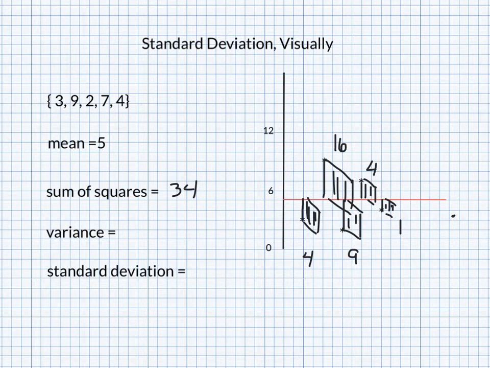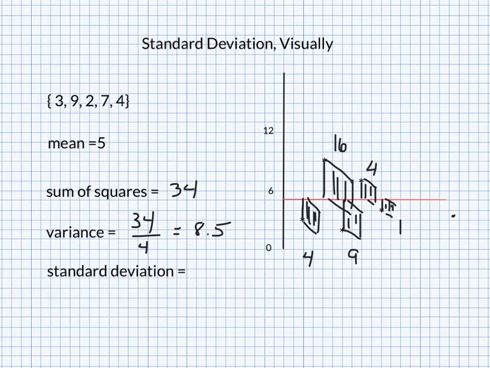Next, if we divide that sum by 1 less than the number of data points, in other words, if we divide this sum by only 4 because we have 5 data points, we get the variance. So 34 divided by 4 is 8.5. And that is the variance.